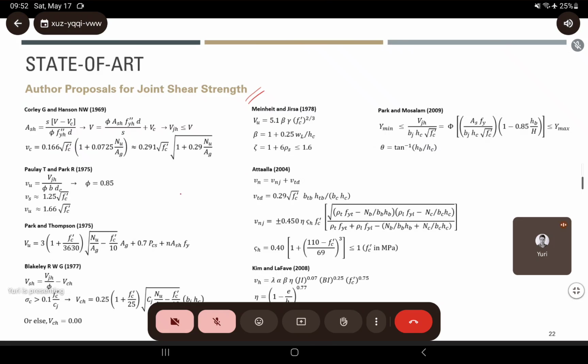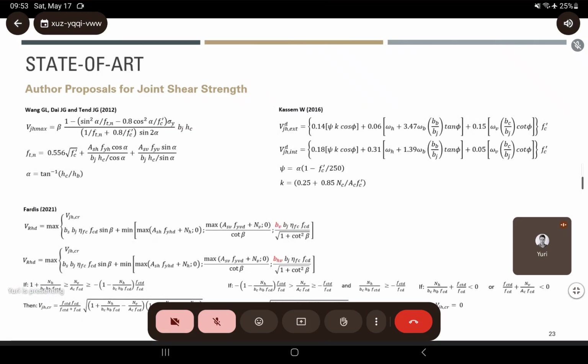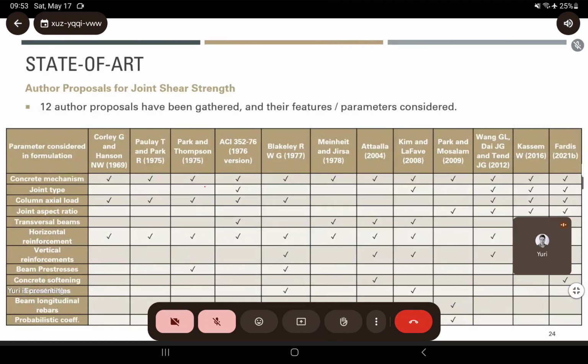And what we see is actually a very different result in every code, every author's shear equation. There are tremendous differences, and most of these proposals were done with some sort of database or experimental campaign to be based on. We're not going to talk about it. We're just going to show that we evaluated 12 proposals, many of which consider many parameters, and all proposals tend to be different from one another.